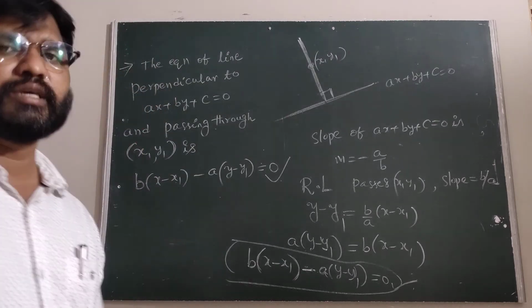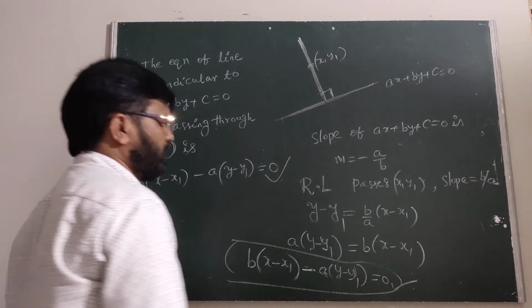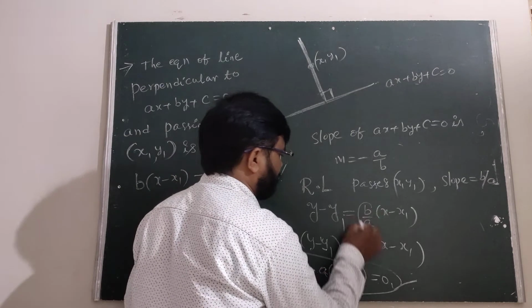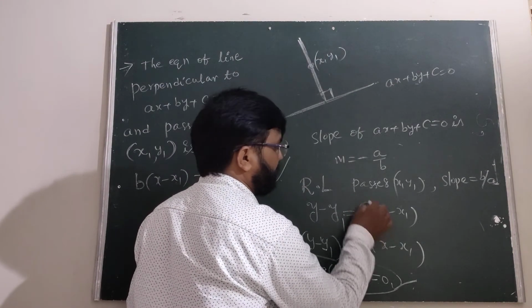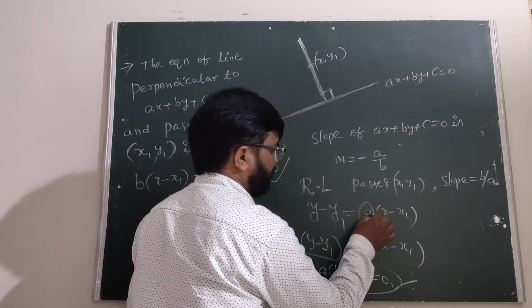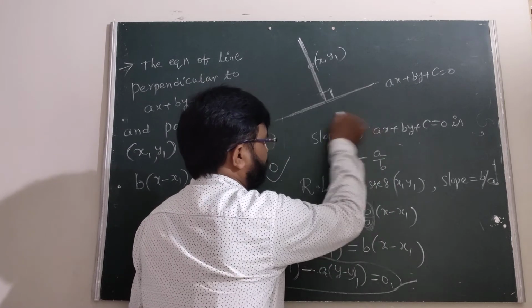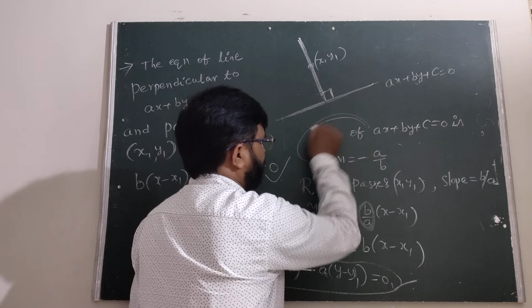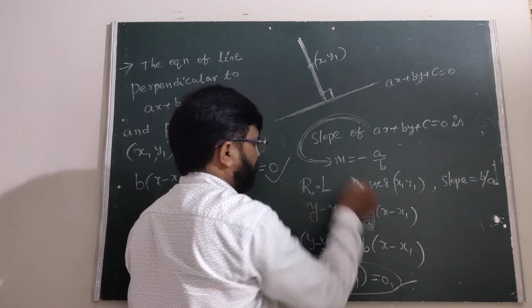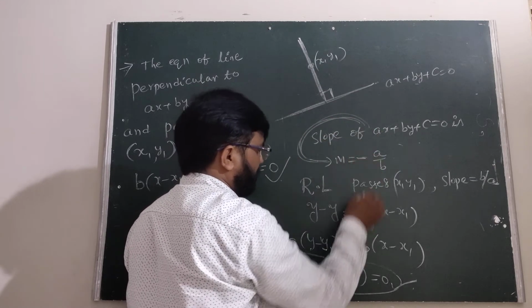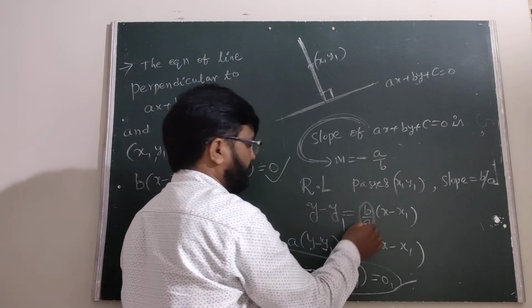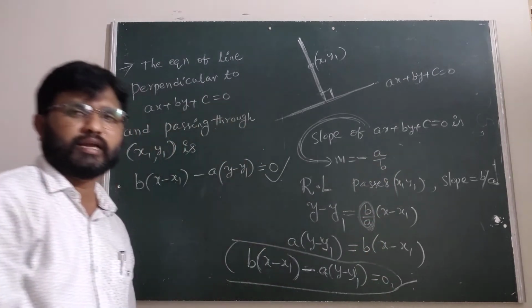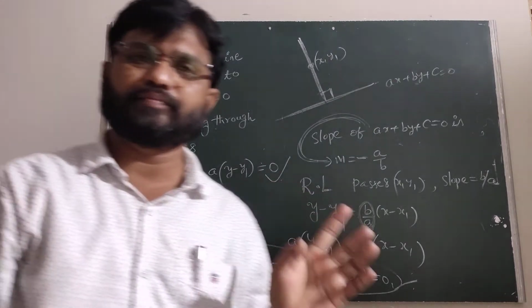This is the logic here. We have to take the required line which is perpendicular to the given line. The slope of the given line is -a/b. For the perpendicular slope, we take the opposite sign and the reciprocal of a/b, which is b/a. Then we get the line perpendicular to the given line.